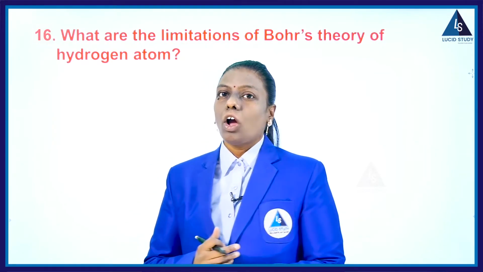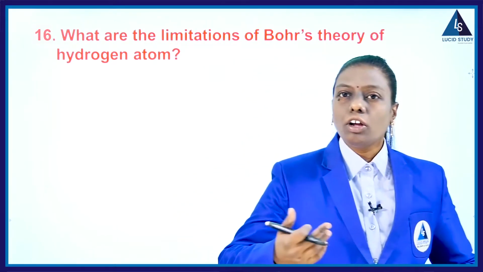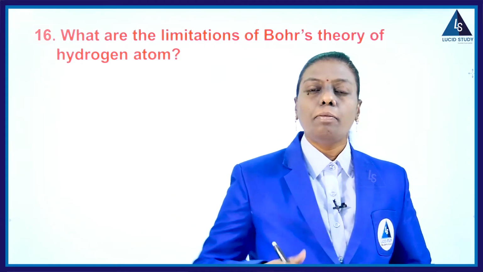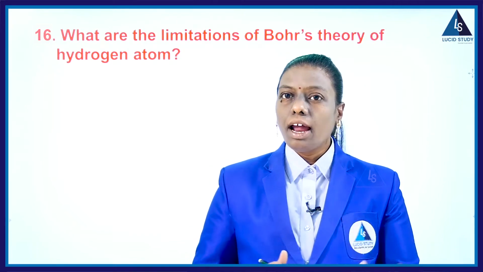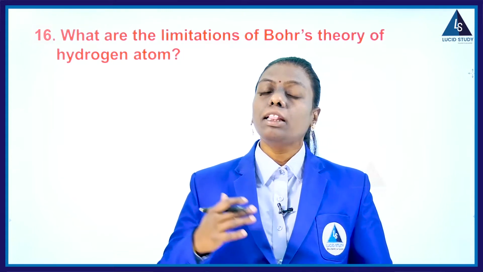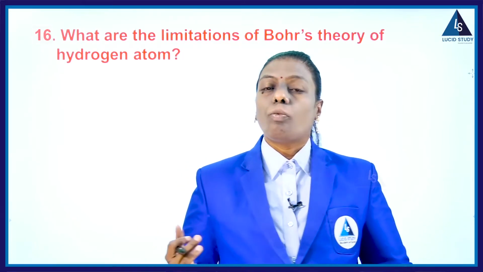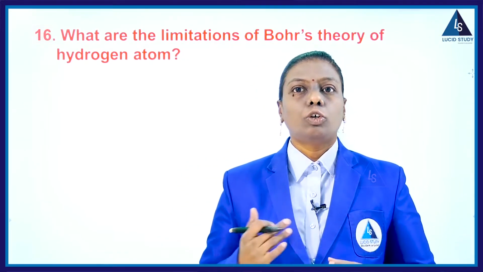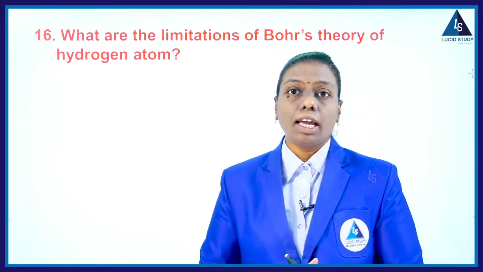Next, it could not explain why the electrons around the nucleus revolve in particular orbits, that is, in a spherical shape, when they could be elliptical. Why they move in spherical orbits it could not explain. So that is the second drawback.